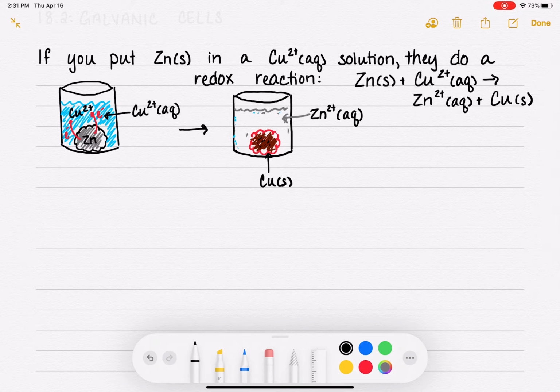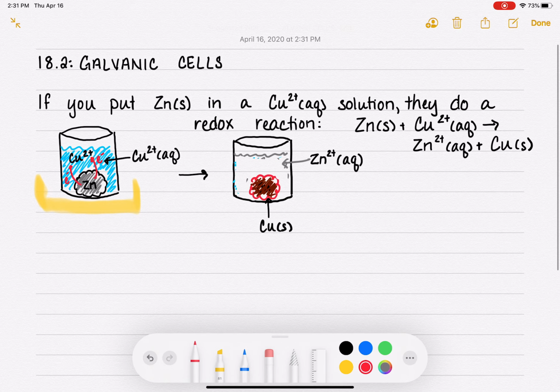So let's talk then about the galvanic cell concept. So when you put the zinc and the copper in direct contact with each other, which is what we have right here, when you put them in direct contact with each other, these electrons are spontaneous in the sense that they want to move.